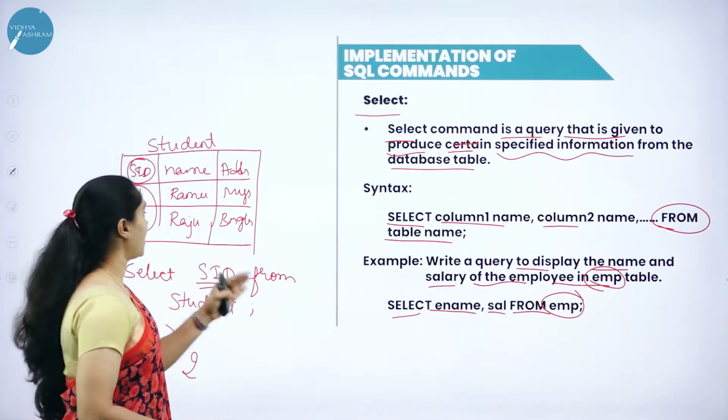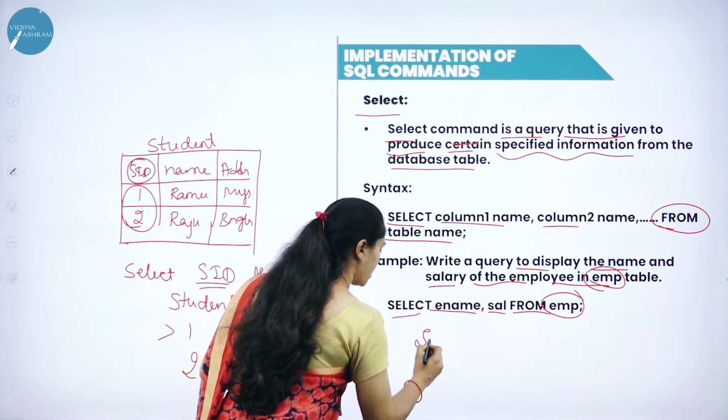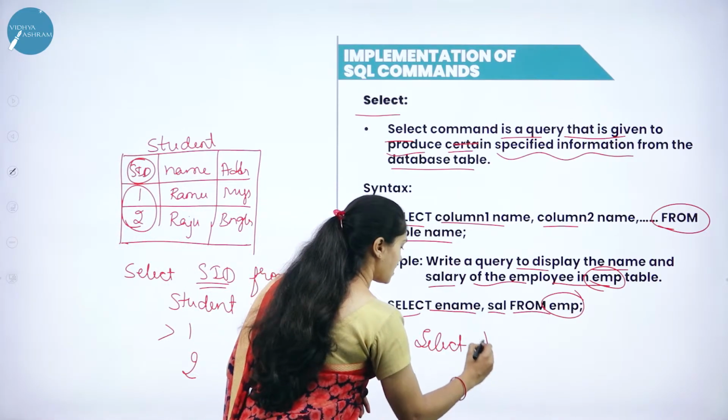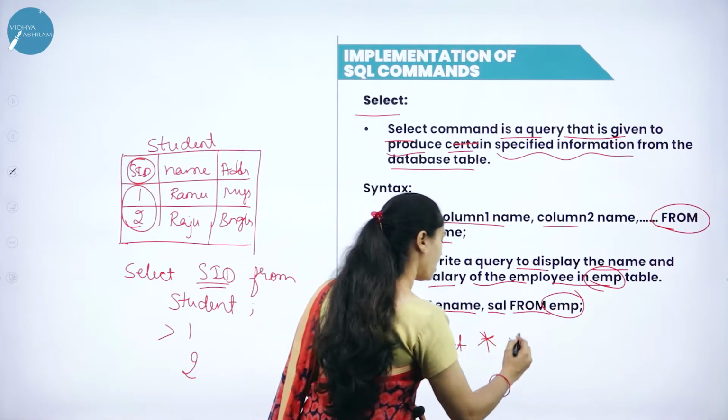What if I wanted to have all these columns together? What if I wanted to see all of student ID, name, address? At that time, you just need to use select star. This star indicates that we are fetching all the content from a table.